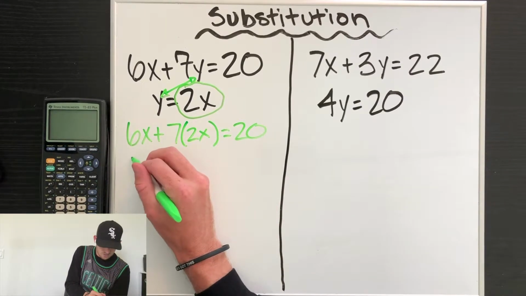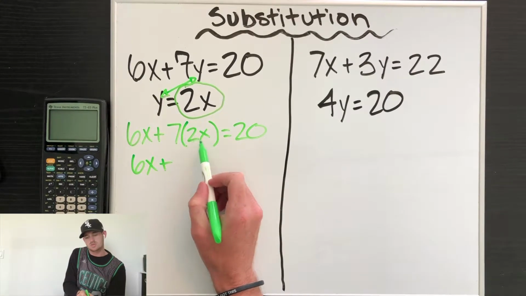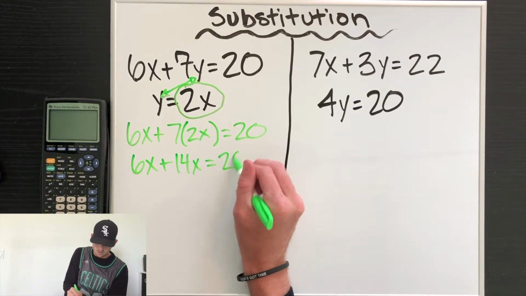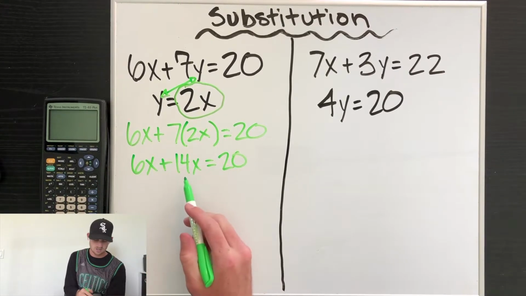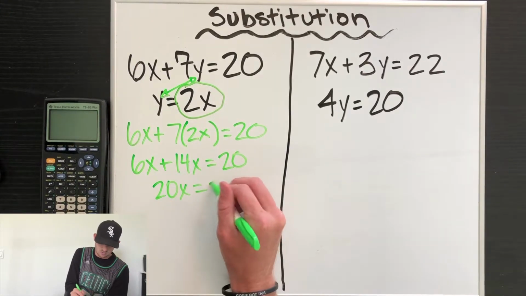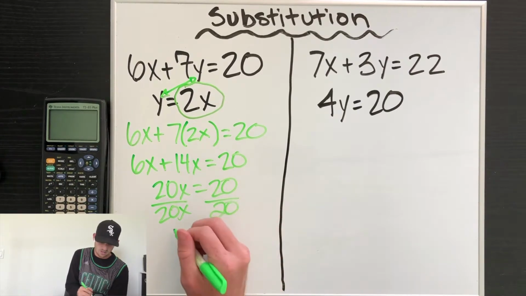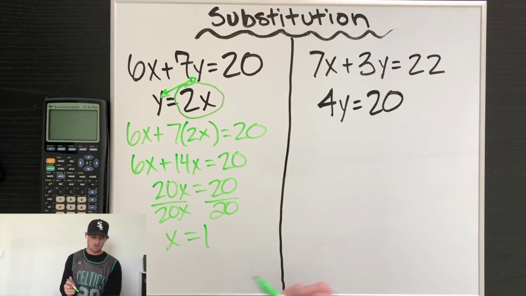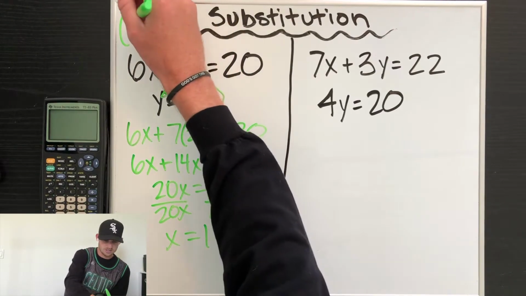We can't do anything with this 6x, so we rewrite it again. Plus, 7 times 2x is 14x equals 20. We combine the x's because they're on the same side of the equal sign. 20x equals 20, divide by 20, x equals 1. So our x is 1.